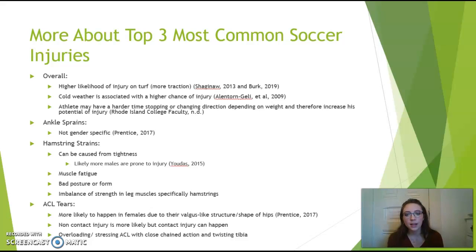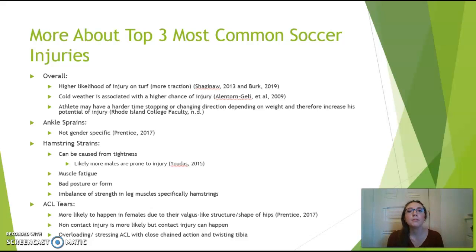For ankle sprains, there is no specific gender as far as who gets injured more with ankle sprains. With hamstring strains, it can be caused from tightness, which actually is more likely to happen in males than females, as a study shows. So in that sense, they're more prone to the injury, if that theory is correct, that tightness causes hamstring strains. It can also happen due to muscle fatigue or bad posture or form or imbalance of the strength in the leg, hamstrings to quad ratio.